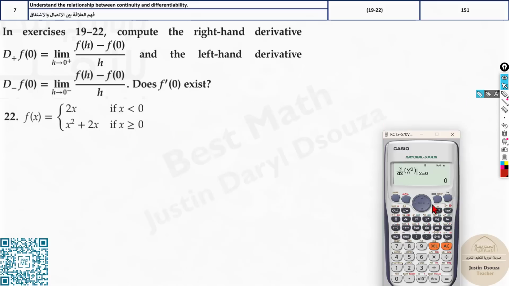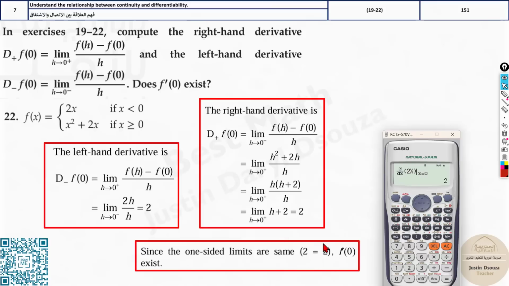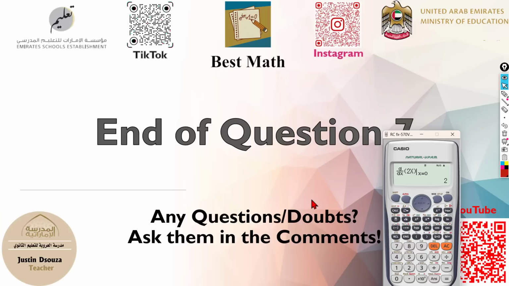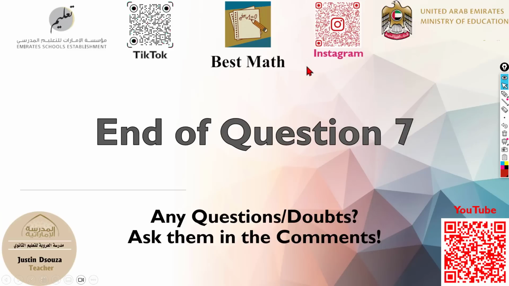You can do the others by yourselves. Now I'll do the second one first. X squared plus 2x at 0 is 2. What about the above one? Yes, it's going to be the same thing, right? 2x is 2. So both the answers are the same. That's the main thing. Since both the one-sided limits are the same, we can tell it exists. And that's the end of question 7, which is a very simple and easy question.